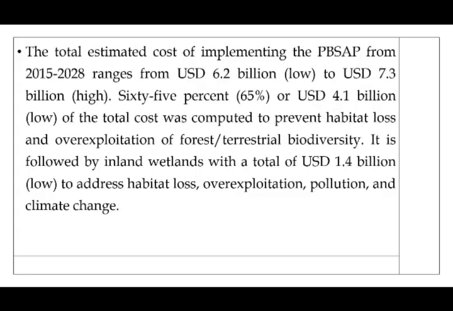The total estimated cost of implementing the PBSAP from 2015 to 2028 ranges from $6.2 billion to $7.3 billion. 65% or $4.1 billion of the total cost was computed to prevent habitat loss and overexploitation of forest or terrestrial biodiversity. It is followed by inland wetlands with a total of $1.4 billion to address habitat loss, overexploitation, pollution, and climate change.